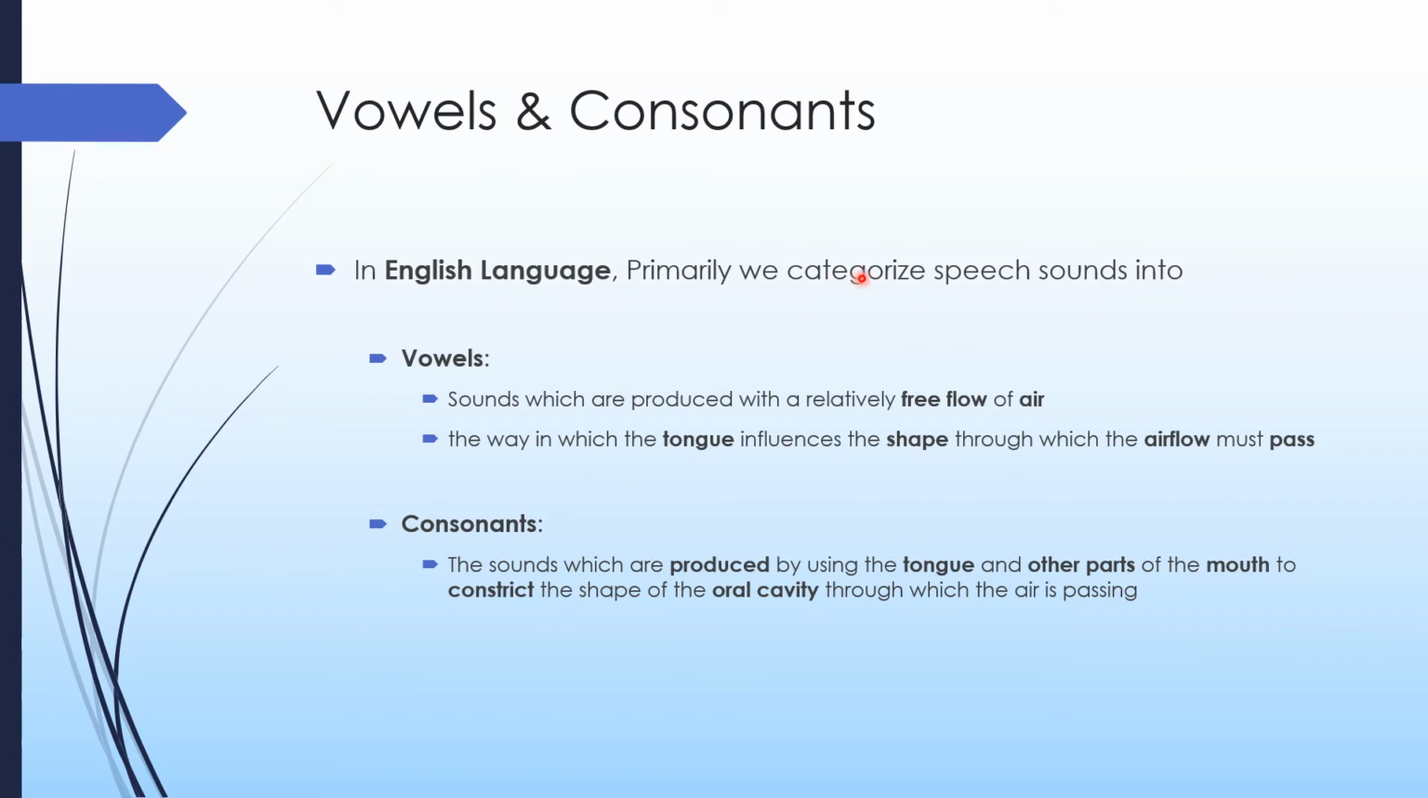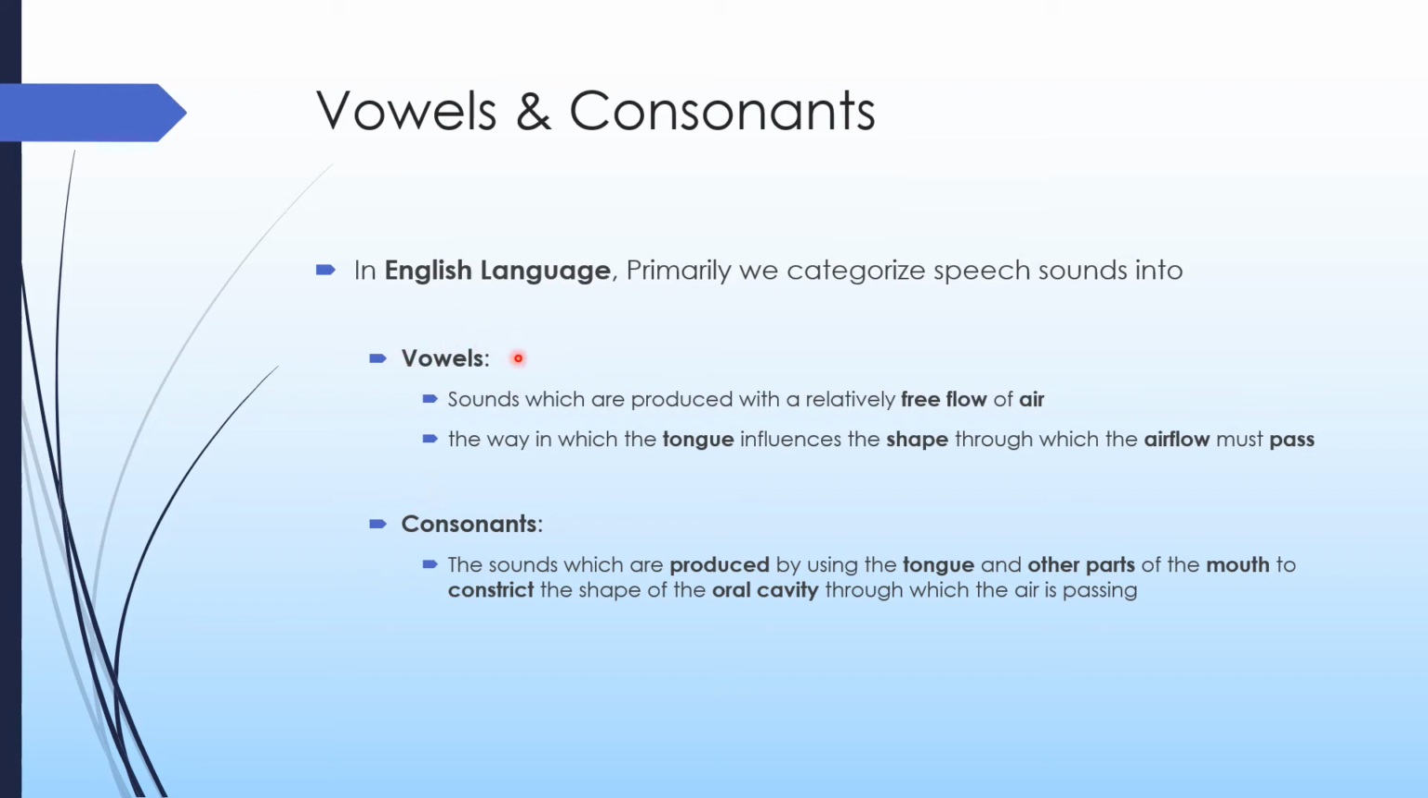The sounds we can produce from those speech organs can be categorized into two primary major sections in the English language. One is vowels and another is consonants. These sections can be found in other languages like Bangla, French or Arabic. You can find that vowels and consonants are there.